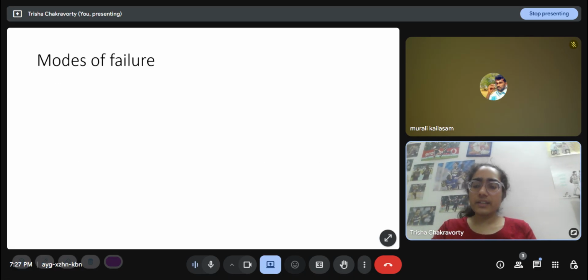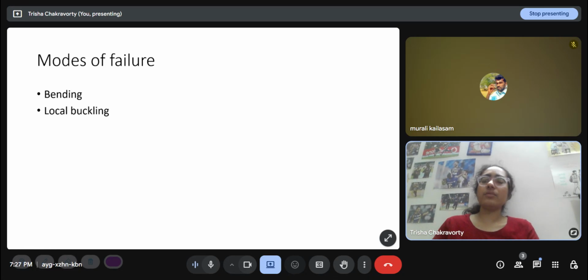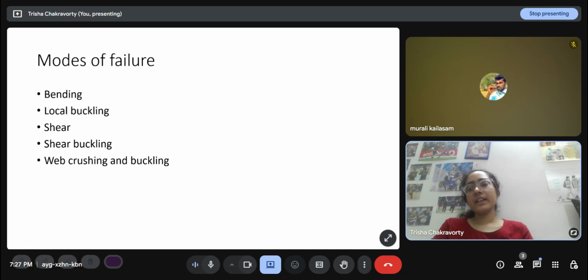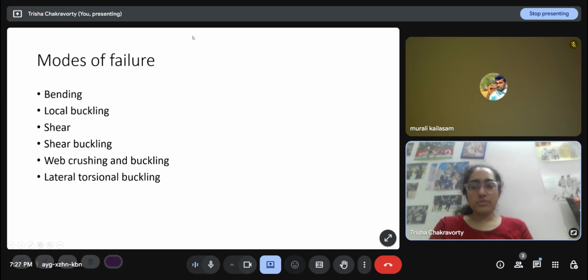Okay, the modes of failure in steel material are bending, local buckling, shear buckling, web crushing and buckling, web crippling, and lateral torsional buckling. All of these we have encountered by now because the course is almost over. Lateral torsional buckling is there in beams.